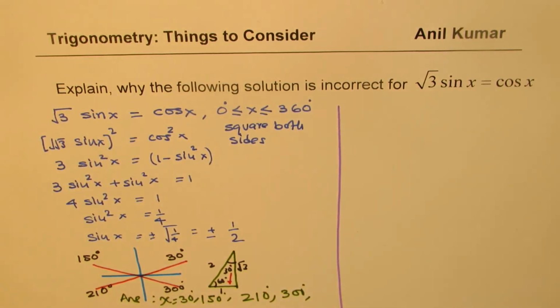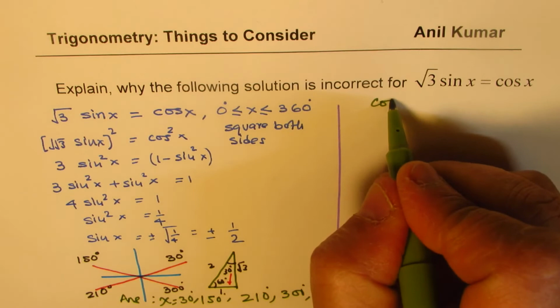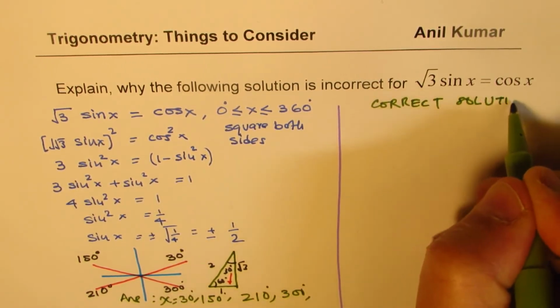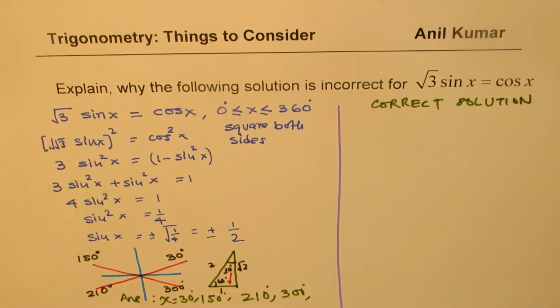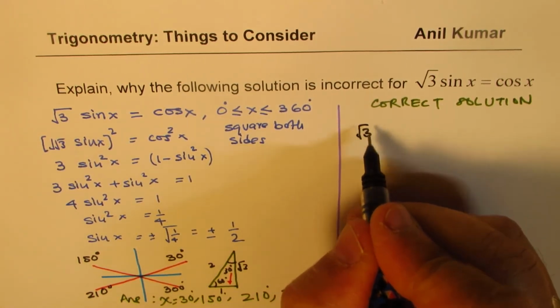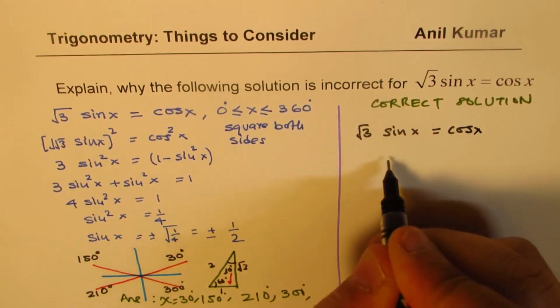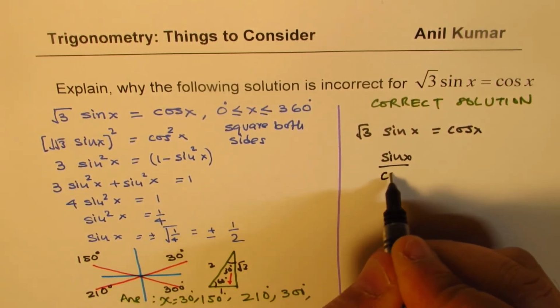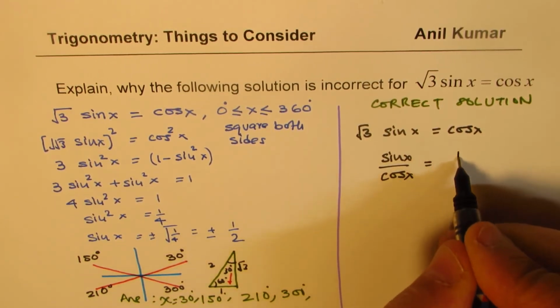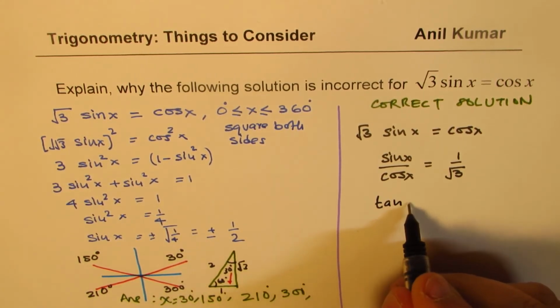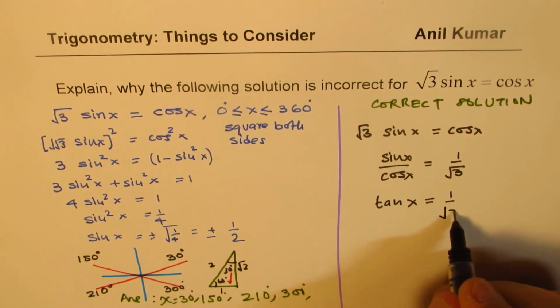On the other hand, let us do the correct solution also, which is also provided by Raju. That's a perfect solution, and that is, we have square root of 3 sine x equals cos x. So we do sine x over cos x equal to 1 over square root 3. Right, so again we are looking into the same thing. We are looking now for the tan value. So tan x is equal to 1 over square root 3.